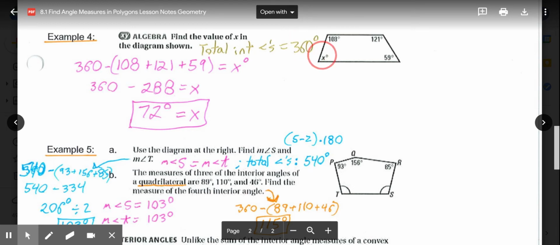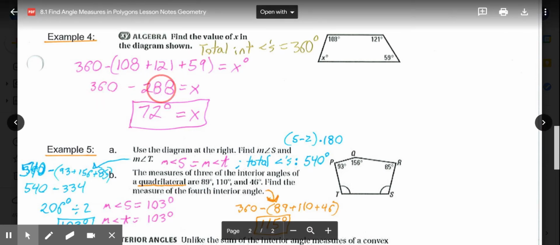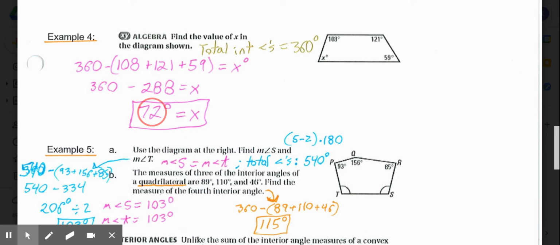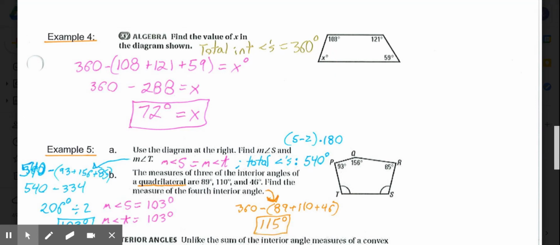So to figure out the value of x, I need to add up the 3 interior angles that they gave me and take that away from 360. So it'd be 360 minus those 3 angles added together. So 360 minus 288 would give me 72 degrees for the value of x.